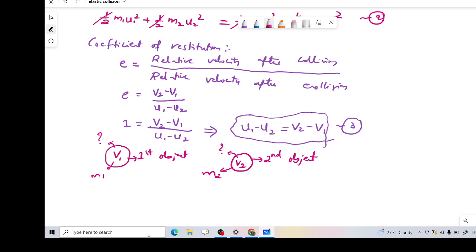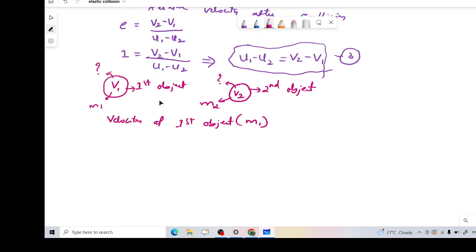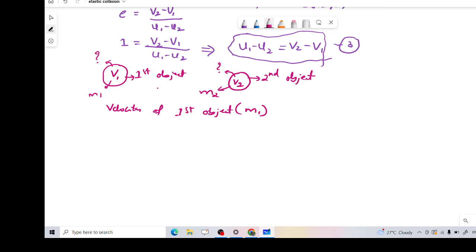With the help of these three equations, we can find out the value of v1 as well as v2. First we will calculate v1, that is the velocity of the first object, which has a mass m1. We are finding that with the help of these three equations. There is a little maths involved, and only a little amount of physics.